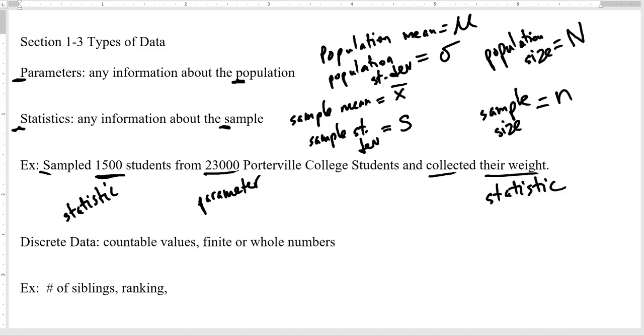So whenever I have a finite number, or if I said ranking, first place, second place, third place, you're not going to have 1.5 place. How many toes do you have? Hopefully you don't have half a toe, right? So the idea is that anytime I have a number that is finite, you cannot have decimals or fractions. We just call it discrete.